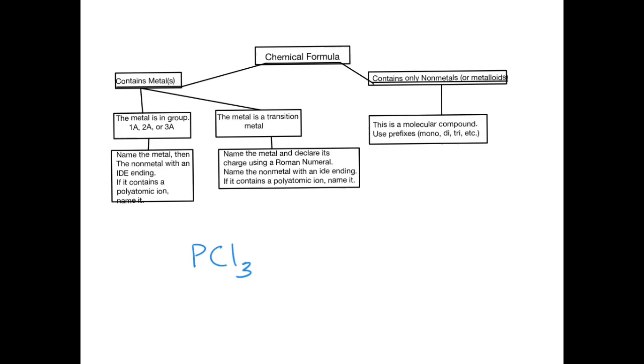Okay, so let's follow the flow chart, all right? We've got a chemical formula. It's got phosphorus and chlorine. Phosphorus and chlorine, none of those elements are metals. So we're on this side of the flow chart now. Now we're going to use our Greek prefixes to name this compound. And hopefully you came up with phosphorus trichloride.